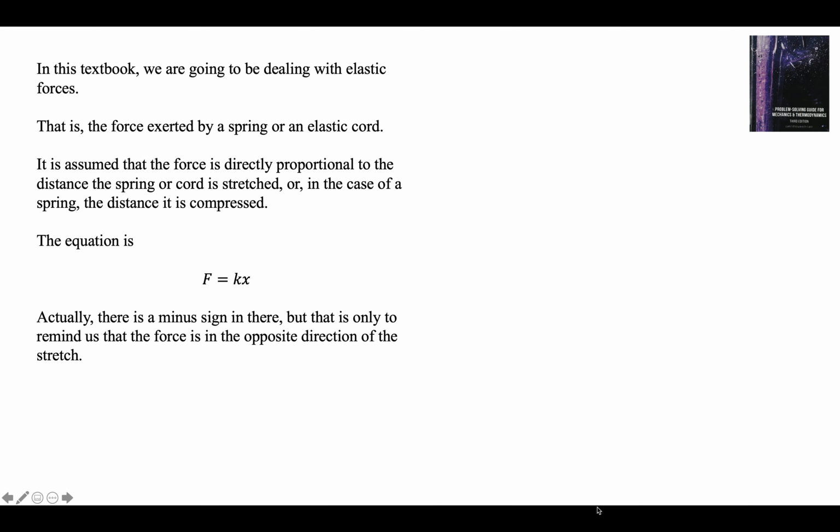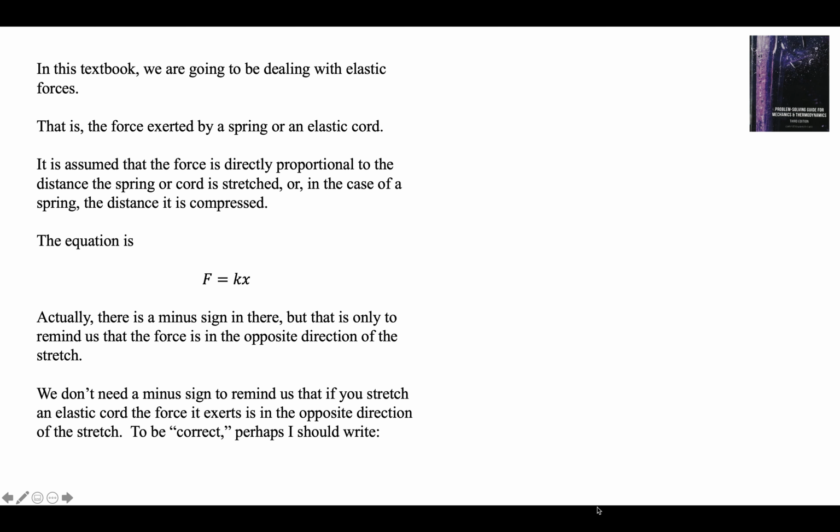Well, there's a minus sign in there, but the minus sign only tells you that if you stretch a cord, the force the cord exerts is back in the negative direction, in the opposite direction. But we don't need math to tell us which way the force is. We need an equation to tell us how big the force is. So the force is kx. We can write the absolute value of x, okay? The magnitude of the force is k times x. That's what we want that equation for.